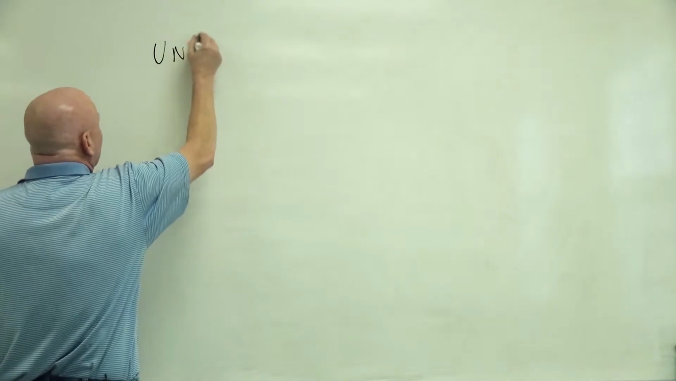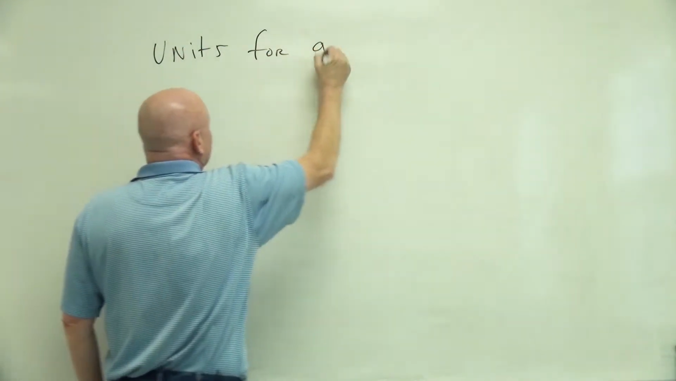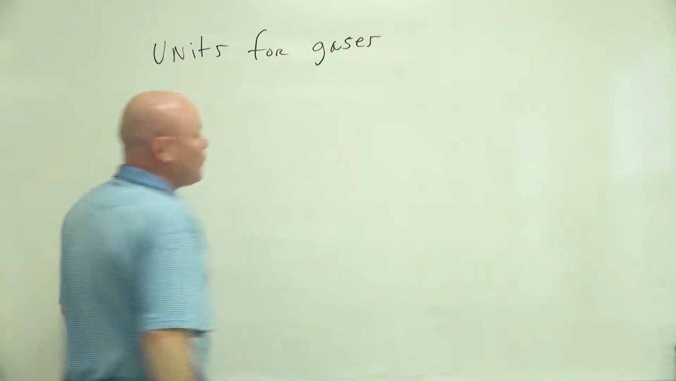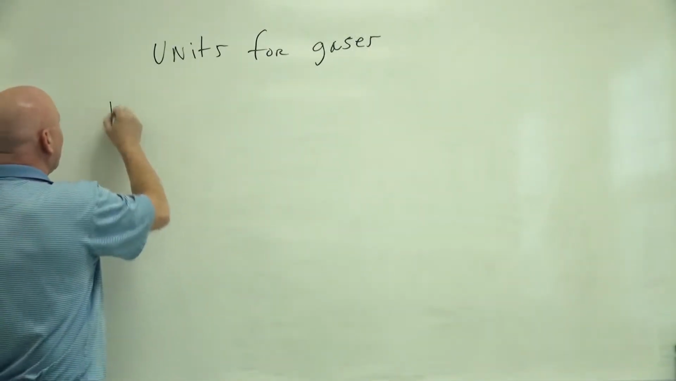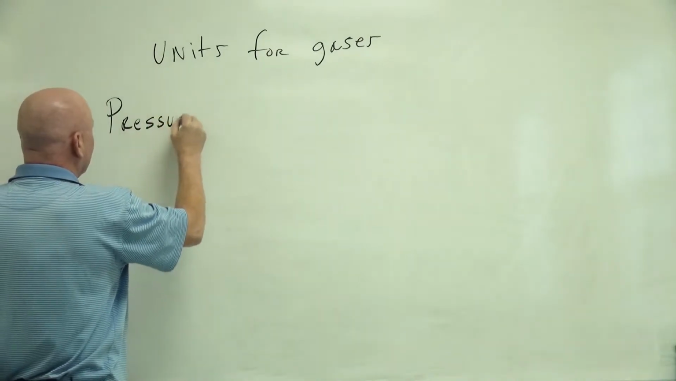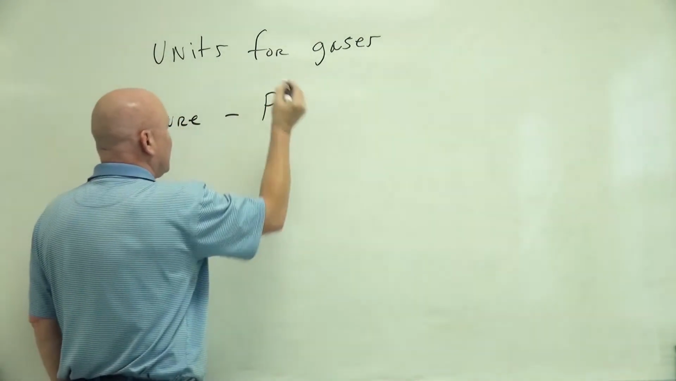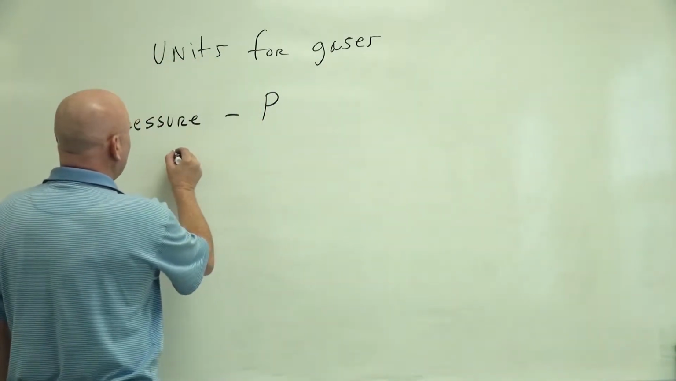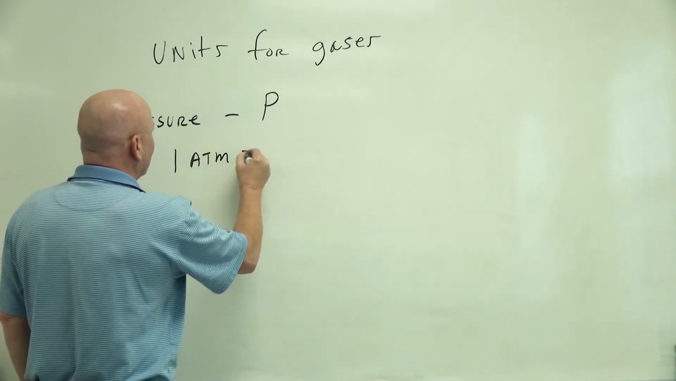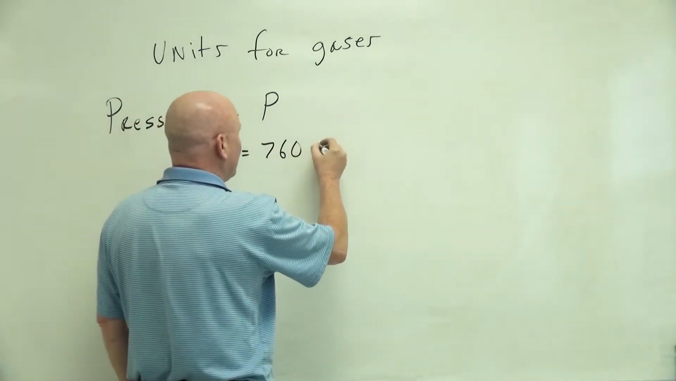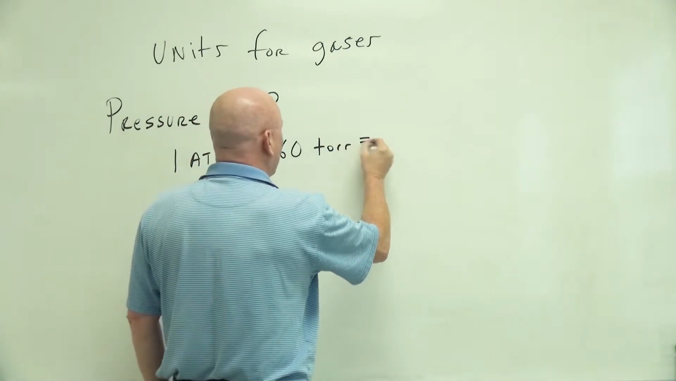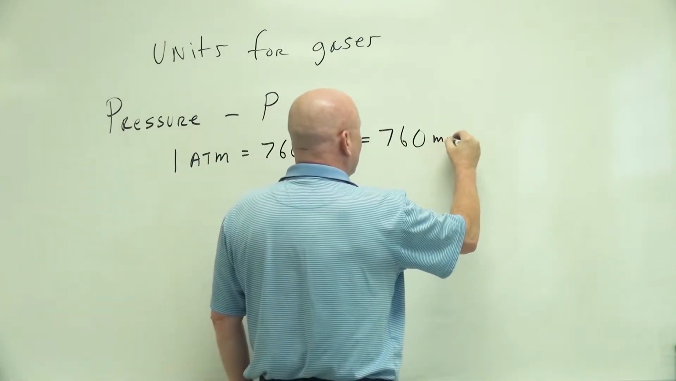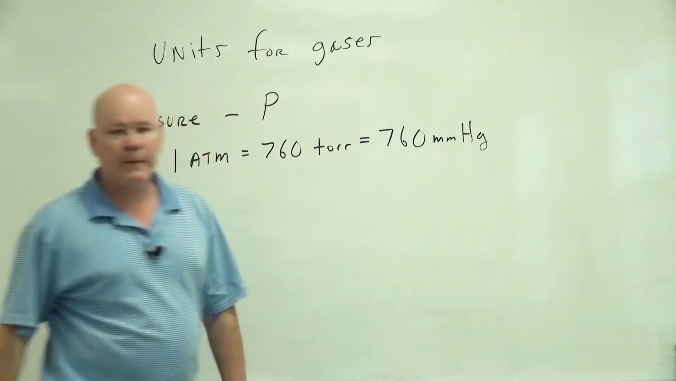In gases, we have to use a particular set of units. Now, the first unit that we have is going to be pressure, and its symbol is P. P for pressure, uppercase P. And it has units, either 1 atmosphere, which equals 760 torr, or 760 millimeters mercury. Okay, those are the units.